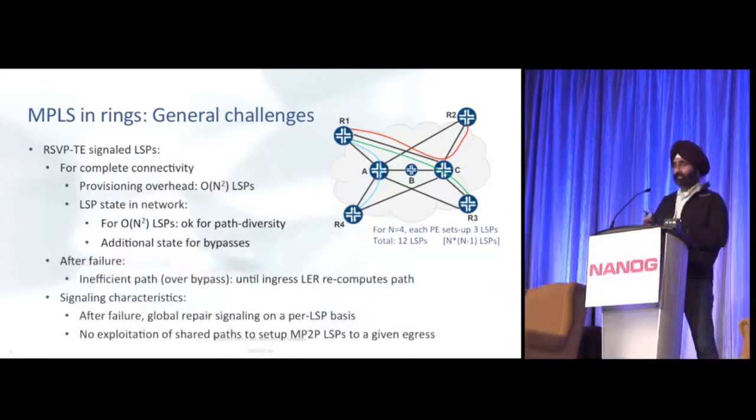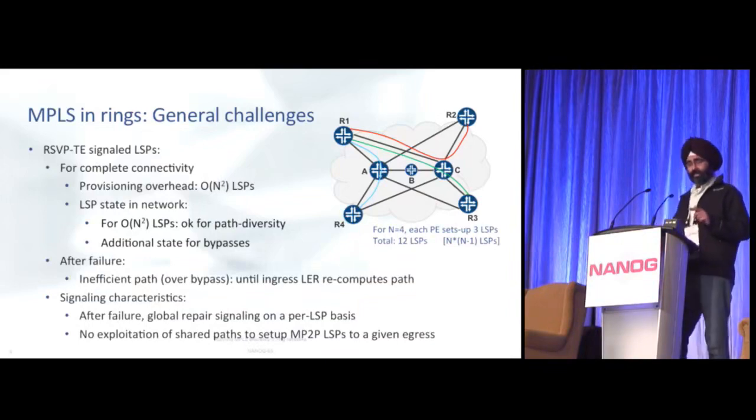And likewise, from each of those other routers, there are three LSPs going to the other three routers. So in essence, you have order of n square RSVP LSPs. Operators don't like that, and we'll look at the next slide to see how this gets even worse on rings.